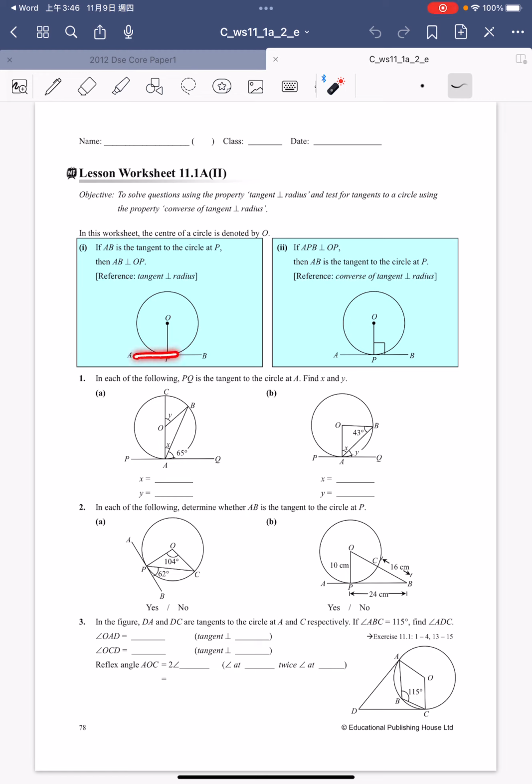It depends on which comes first. If you have the tangent first, then the radius is perpendicular to the tangent. If you have a right angle here, then AB is actually the tangent. So let's do the first question.